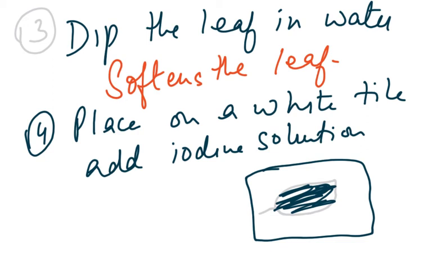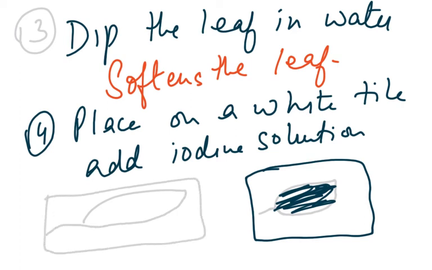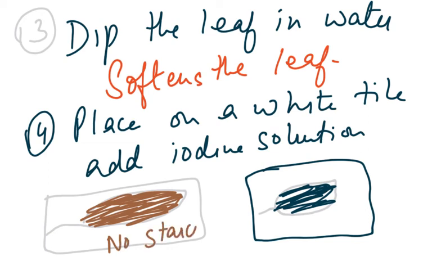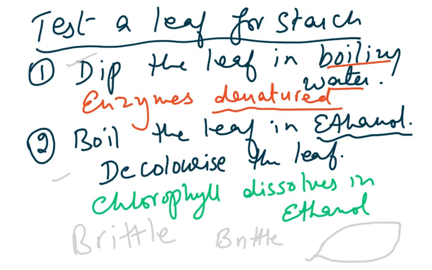But if this leaf which you placed on a white tile turns brown, iodine is brown in color, and if it turns brown, that means there was no starch present in that leaf. So starch present, no starch present. So this is what we need to understand. This is starch present because it's turned blue black.